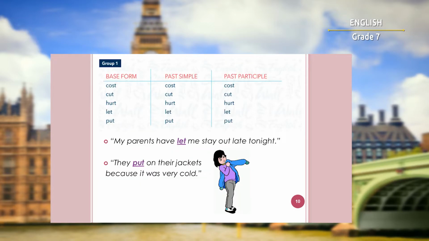Here are the most common irregular verbs in the first group, where verbs have the same base form, past simple and past participle. You can see the verbs of this group on the screen. For example, cost, cost, cost, cut, cut, cut, hurt, hurt, hurt, let, let, let, put, put, put. My parents have let me stay out late tonight. They put on their jackets because it was very cold.